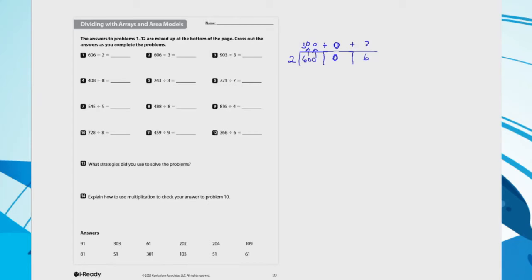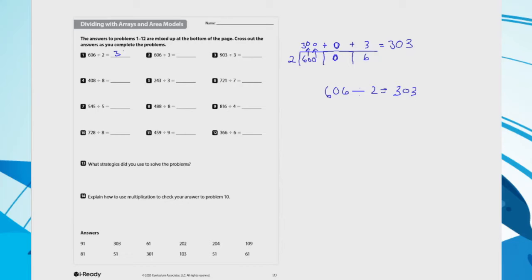2 goes into 6 3 times. Again, we can skip count 2, 4, 6, skip counting 1, 2, 3 times to find our answer of 2 going into 6 3 times. Now that we've worked out each place value, all that's left to do is add up the answers we got. So we have 300 plus 0 plus 3 to give us 303, which means our answer for 606 divided by 2 equals 303.